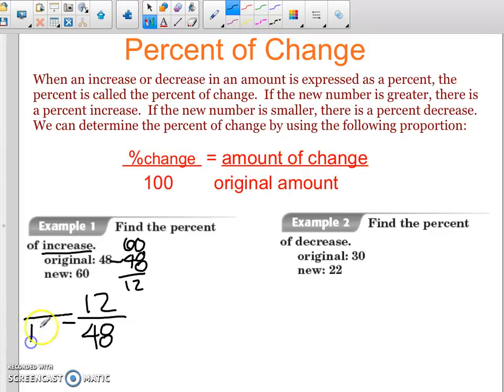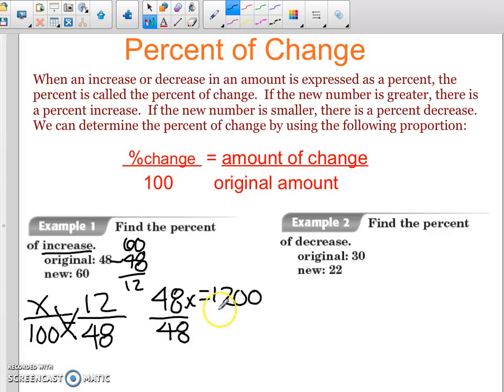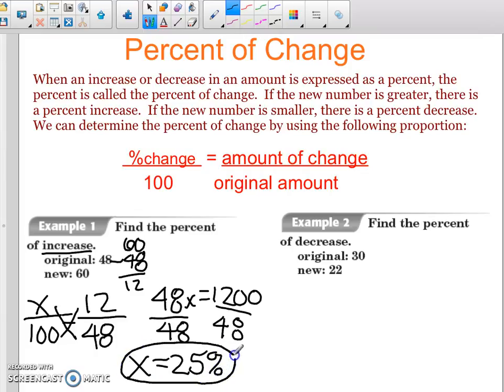Equals 100 on the bottom, and we are looking for the percent of increase, so we are looking for the percent change, which is x. So we cross multiply here. We get 48x equals 1200. So to solve for x, we can divide by 48 on both sides, and we get x equals 25%. So our percent of increase is 25.